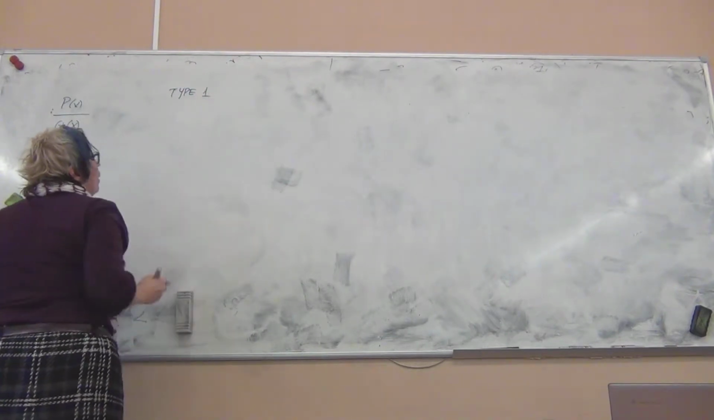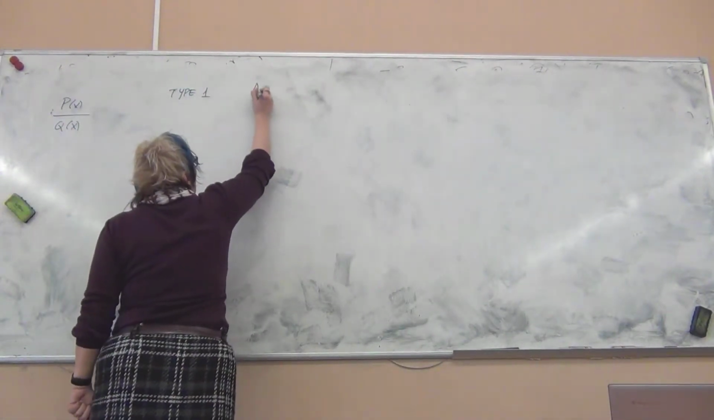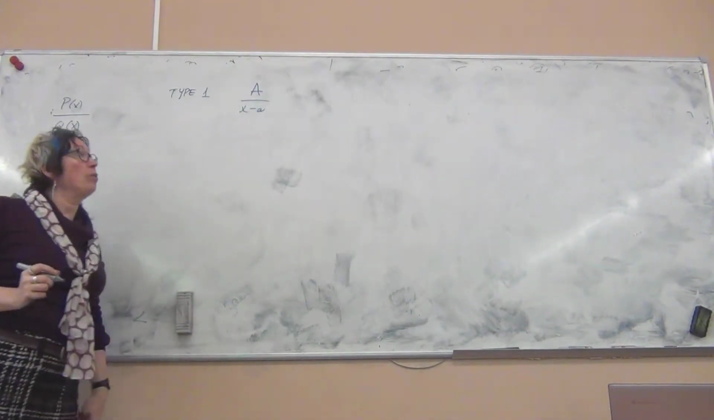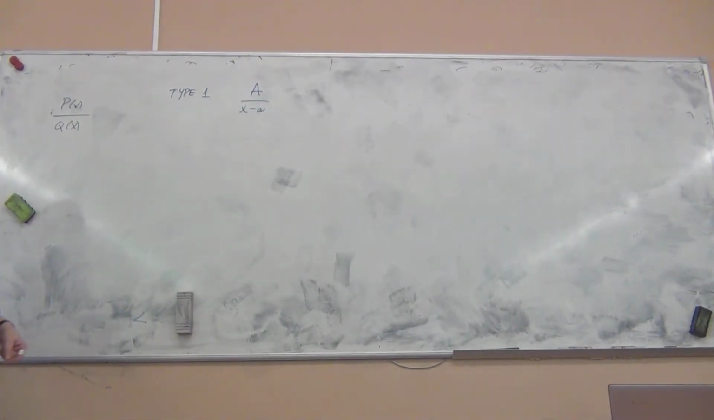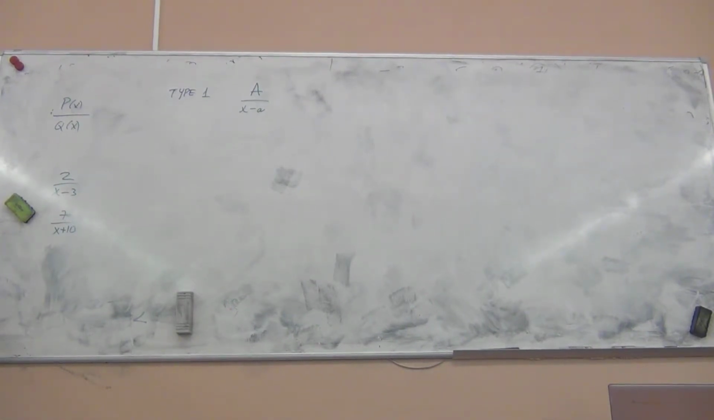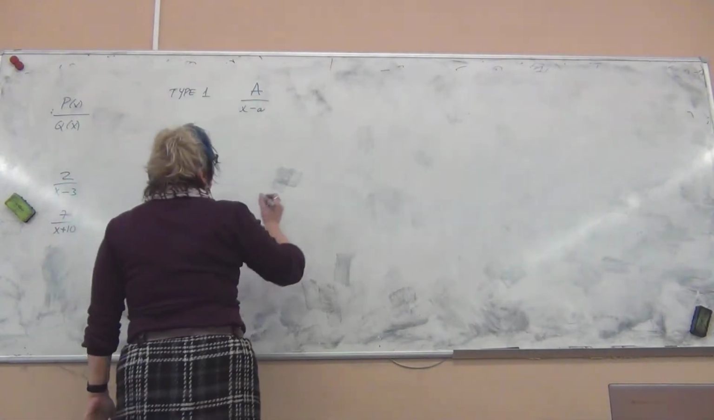Type 1. Elementary fraction: some number A divided by x minus some other number a small. For example, 2 over x minus 3, or 7 over x plus 10, things like this. That's a very good partial fraction because we know how to integrate it. What is the integral of this, by the way?